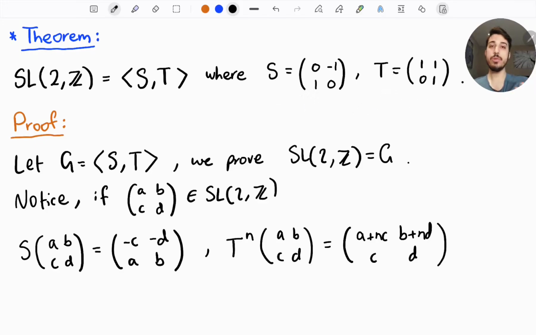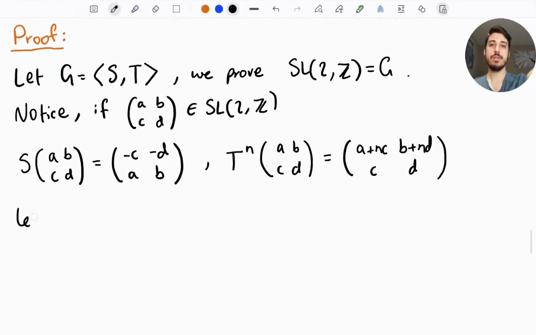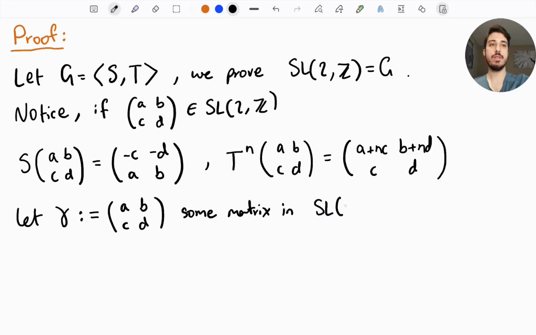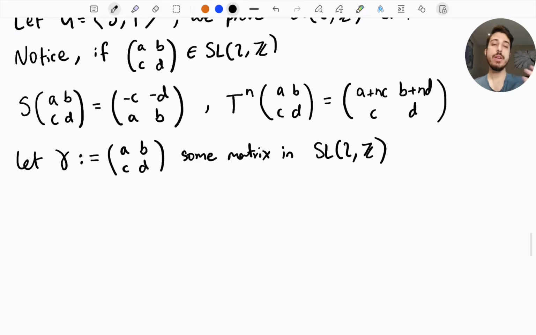We're going to make good use of these products now. Let gamma be defined to be the matrix that we've already said, (a b; c d). So it's some arbitrary matrix in SL2(Z). Okay? We want to prove that gamma can be written as a product of S's and T's. Okay, here we're going to do something quite peculiar. We're going to make use of what is called the division algorithm.